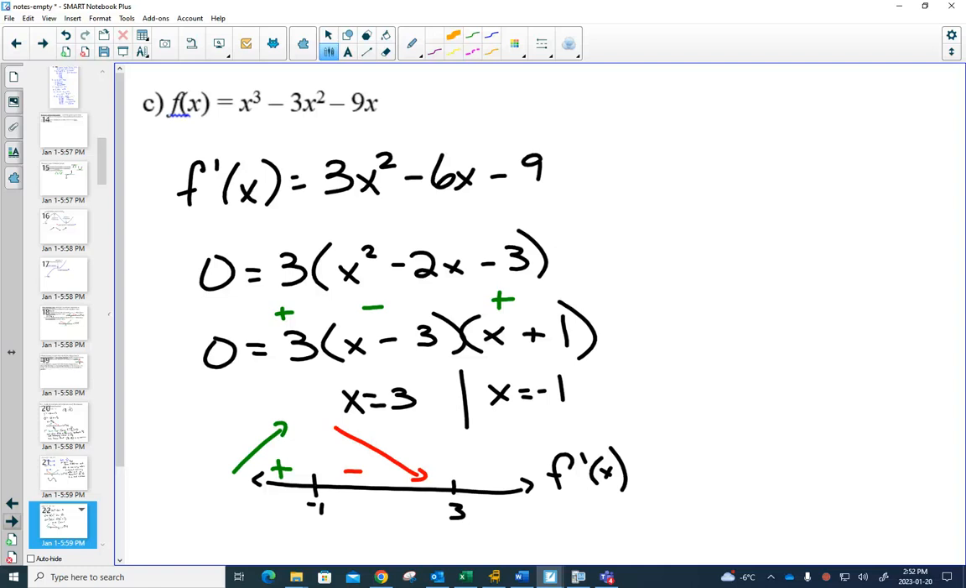That section is negative. And finally, something bigger than 3, like 7, this section now would also be positive. Positive times a positive times a positive, that would be positive.